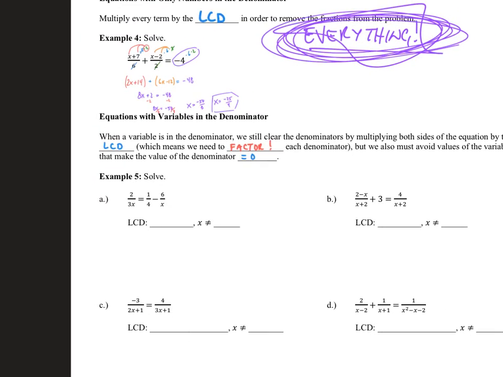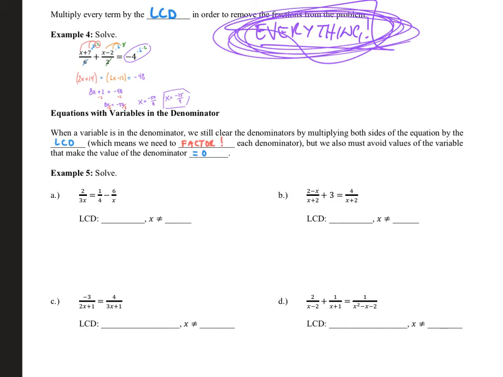Oh, sorry, didn't finish this. So we're going to do some factoring, right? Good old factoring to find that LCD. We also have to avoid values that make the variable in the denominator equal to 0. This is a really big deal. Okay, this deals with domain issues.